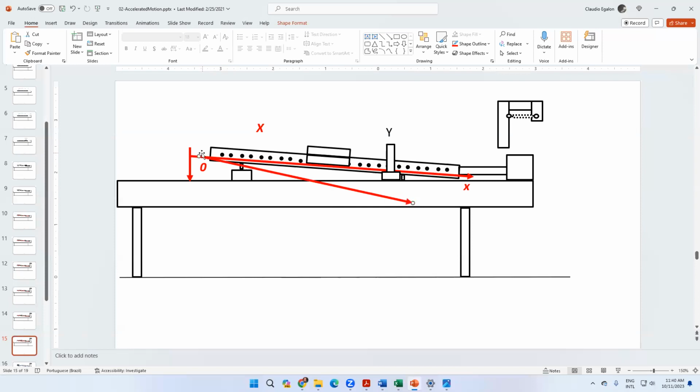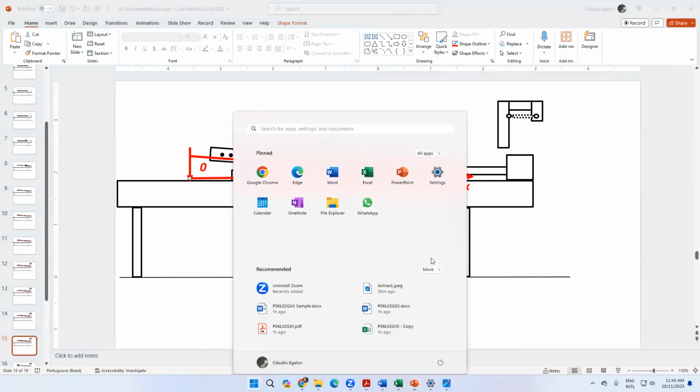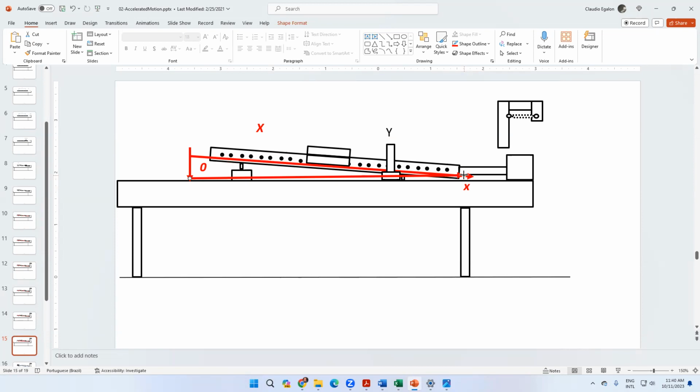When we put the track under this inclination, what happens when we put it? We dilute the acceleration of gravity. That's the role of the inclination of the track. That's what the inclination of the track does.